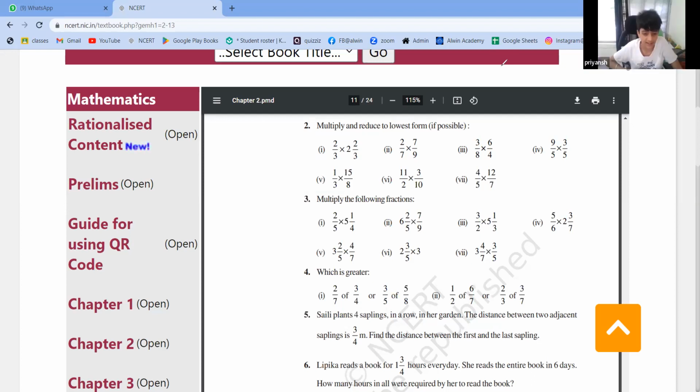Only the fifth part you need to do, and write the answer in the chat box. Arav, beta, when you see the recording, you can also put the answer in the comment section.